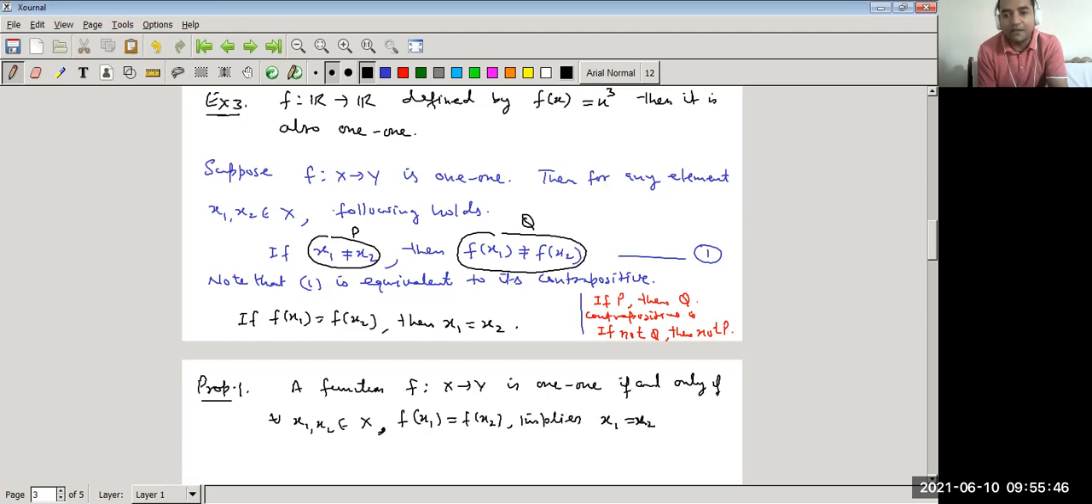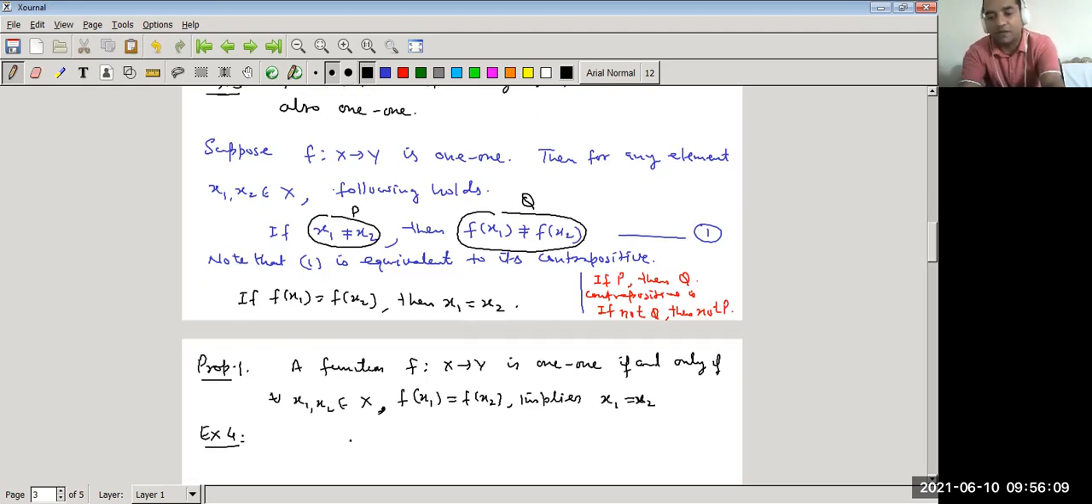So in this way, you can use the definition of 1, 1 function. So this is the contrapositive of the given definition. So, let us consider one example. We will show that the function is 1, 1 by using Proposition 1.